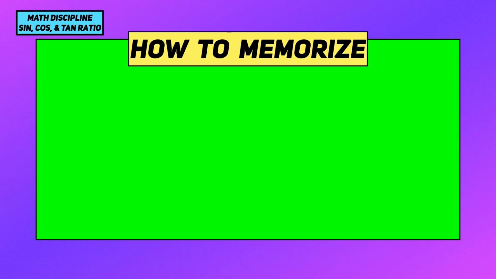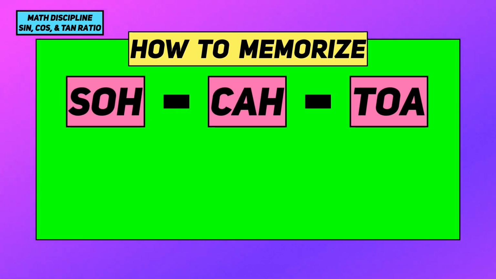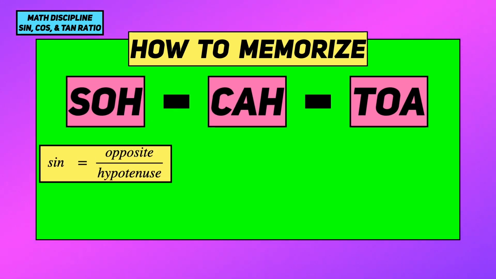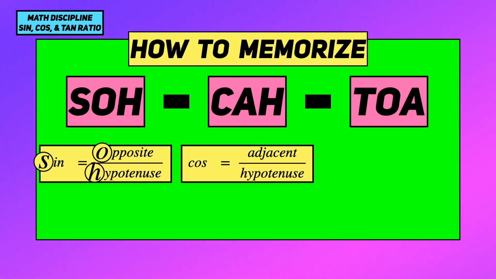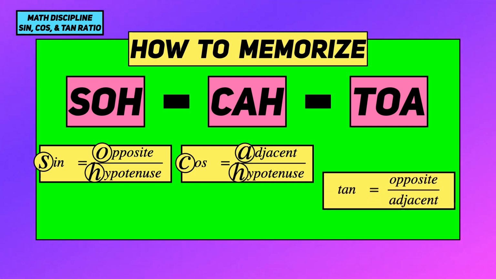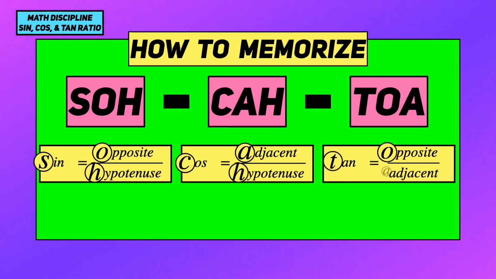One way that you can memorize them is by using the mnemonic SOH CAH TOA. The SOH stands for sine, opposite, hypotenuse. The CAH stands for cosine, adjacent, hypotenuse. And the TOA stands for tangent, opposite, adjacent. Most students will just naturally memorize the functions through repetition of practice problems, but some students may benefit from using this mnemonic.